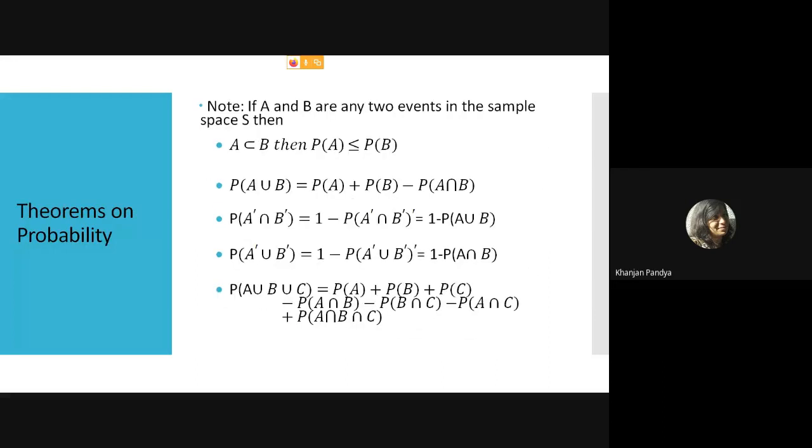These are some of the theorems, if A and B are any two events in the sample space. So these are all the theorems. I'll be giving you an explanation of each of them in examples, because in examples only we are able to understand them. Okay, have a look at them for 1 minute. I'm giving you.